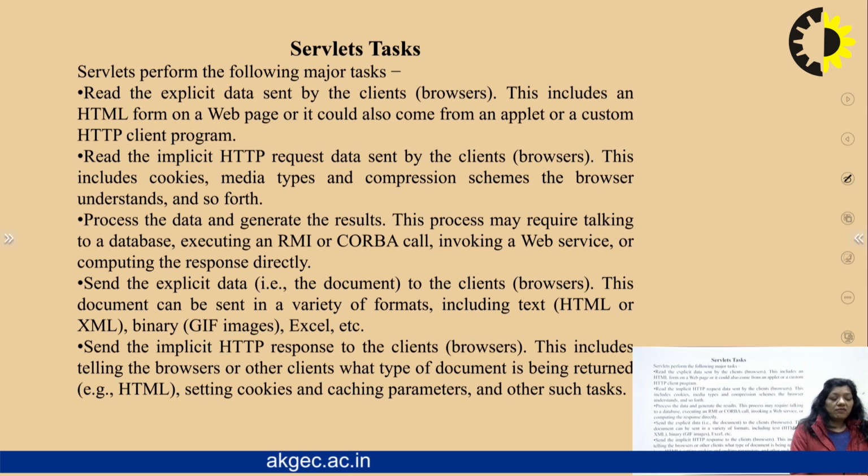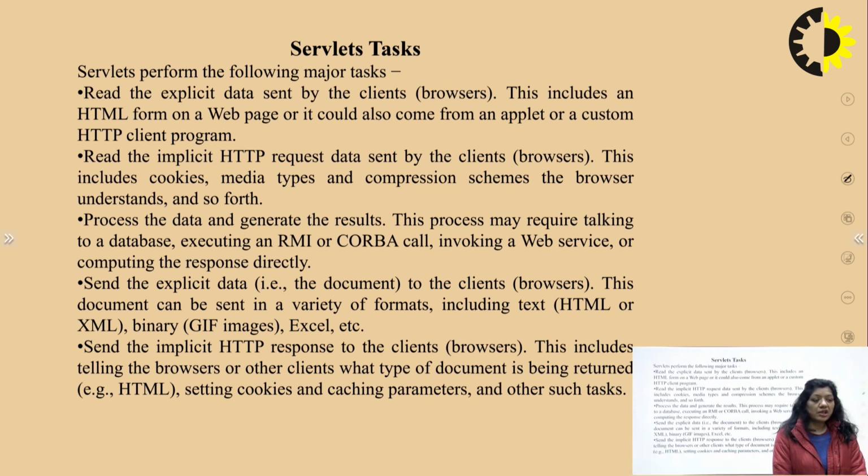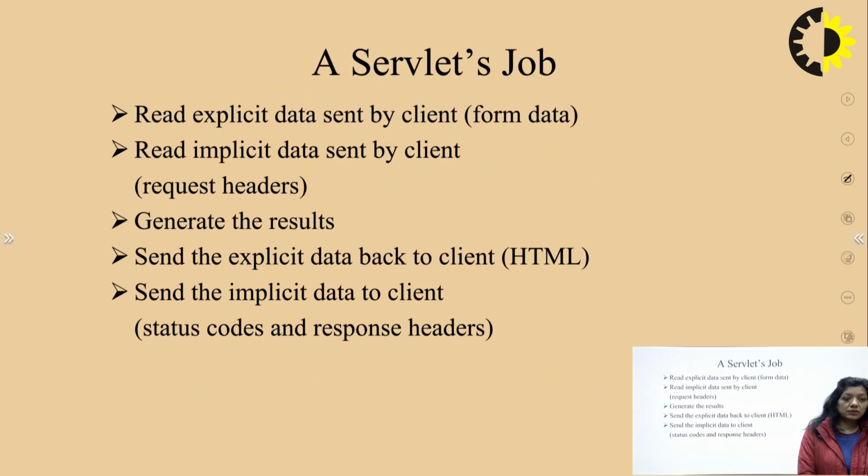Later, we send the implicit HTTP response to the client browser. This includes telling the browser or other client what type of document is being returned, for example HTML. We can set cookies, caching parameters, and other such tasks. So Servlet jobs are: firstly, read explicit data sent by the client, then read implicit data sent by the client through the request header, generate the result, and send the explicit data back to the client in the form of HTML data, and then send the implicit data to the client through the status code and response header.